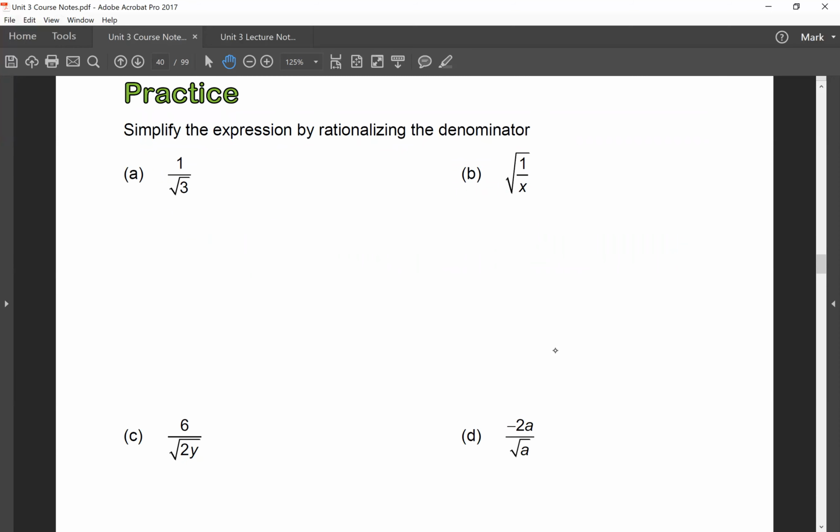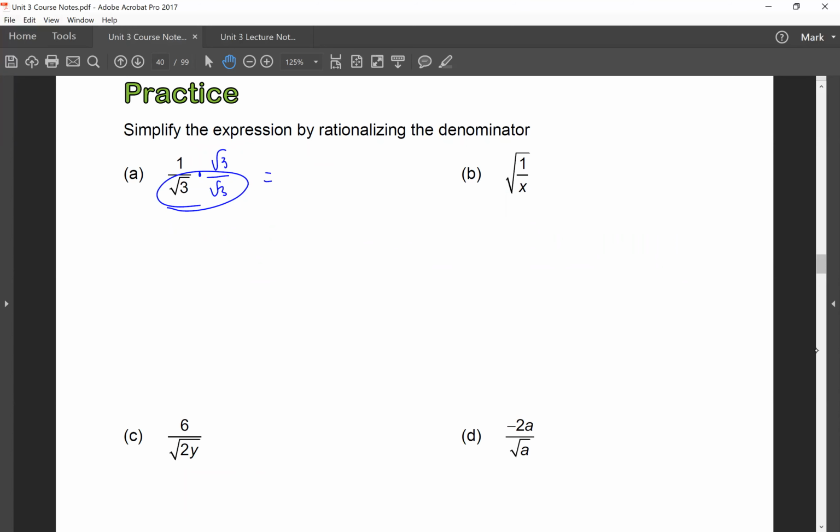Okay, so A, I need to get rid of root 3. What I want to do, because this is a square root, is create a perfect square. So I'm going to multiply this by root 3 over root 3. Now that's just a 1, by the way. I'm not actually changing anything. But root 3 times root 3 ends up being just a 3.